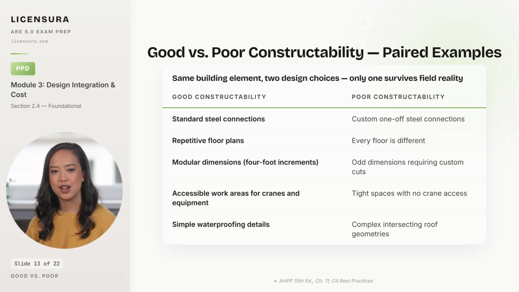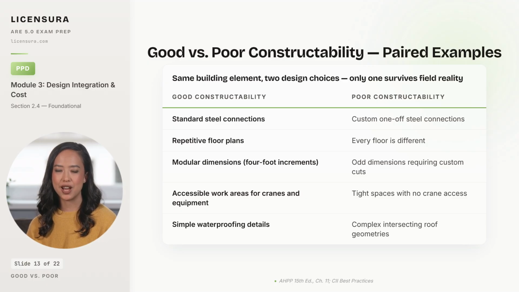Repetitive floor plans are good constructability. The crew develops a rhythm by floor 3, and the per-floor cost drops. Every floor being different is poor constructability because the crew restarts the learning curve on every level. Modular 4-foot dimensions are good because sheet goods, framing members, and most components come in standard 4-foot increments. Odd dimensions require custom cuts that waste material and labor.